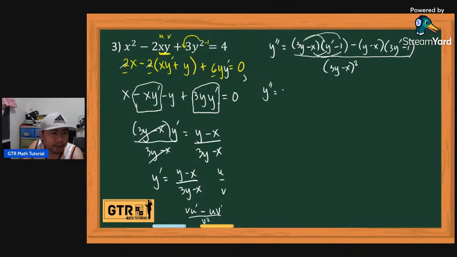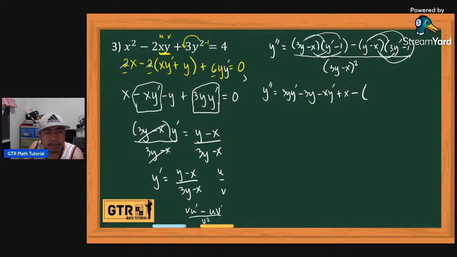So we have 3y y prime, 3y y prime minus 3y times negative 1. So that is negative 3y, negative x times y prime, negative xy prime, and then negative x times negative 1. That is positive x. So again, distribute.